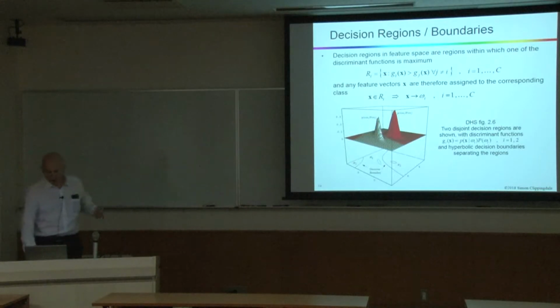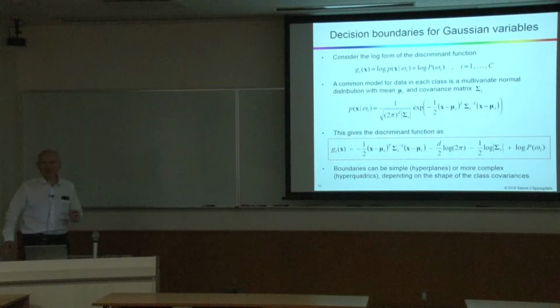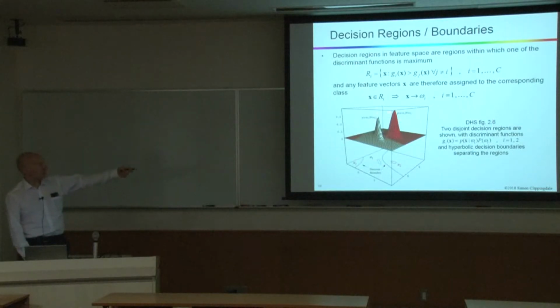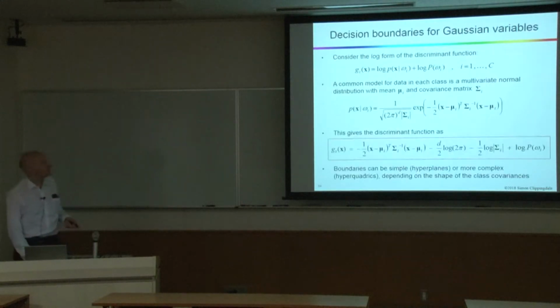Now, at this point, I used to have about 10 slides showing the shape of various decision boundaries for different types of Gaussian variables, but I decided that you probably don't need to know that. If you do need to know it, you can go and look it up in the book. I've just replaced that with this one slide, which goes through the log form of that discriminant function. This is the same as two slides ago. A common model for the data in each class, including apparently these, you can perhaps tell these look like bell curves, they look like Gaussians.